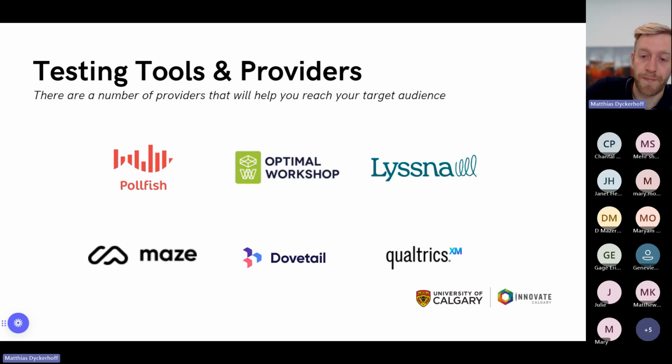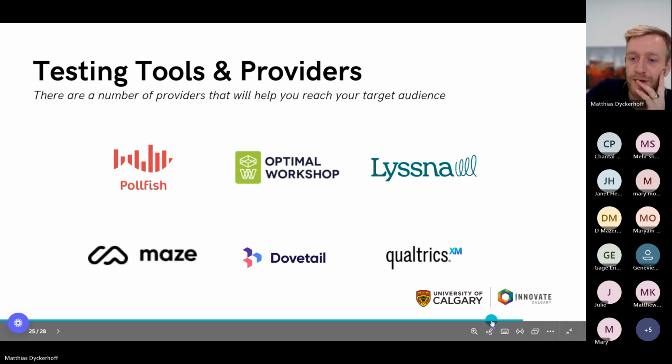Maze also does testing, but it's also just a repository for your research. Same with Dovetail. They're tools that let you track your studies, your tests, and then have all of that analysis done in one place. And Qualtrics is helpful as well. I think they also have a repository, and they are also a survey tool, although I don't know if they do recruiting like Prolific does. But Optimal Workshop and Listna do recruiting for their studies, so you can just pay per user that goes through your test.